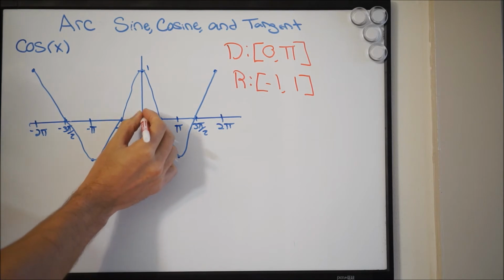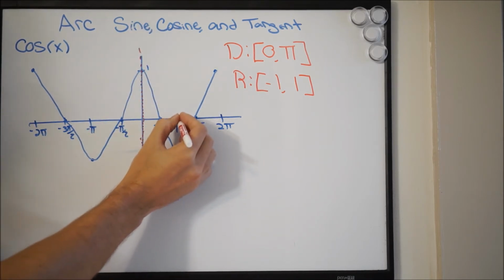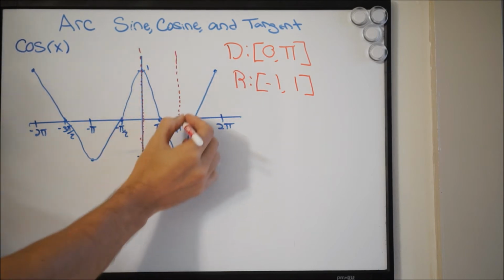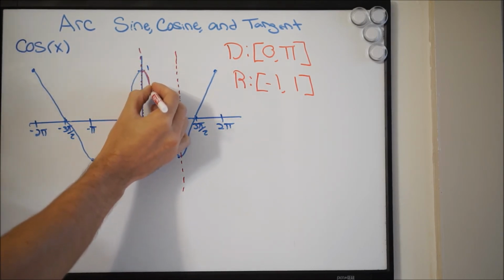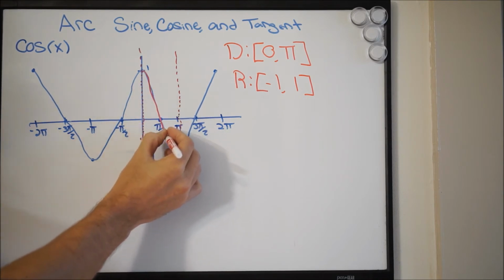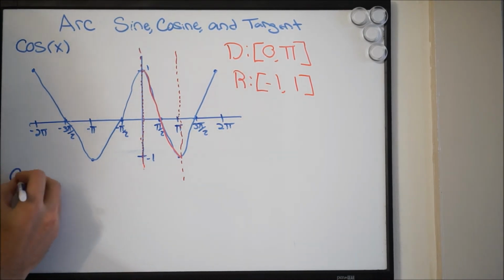So again, for more of a visual, if we just section this off here, we're going to have something that looks like this, and just retracing over what that's going to look like. Have something like that. So let's go ahead and create our graph now for inverse cosine.